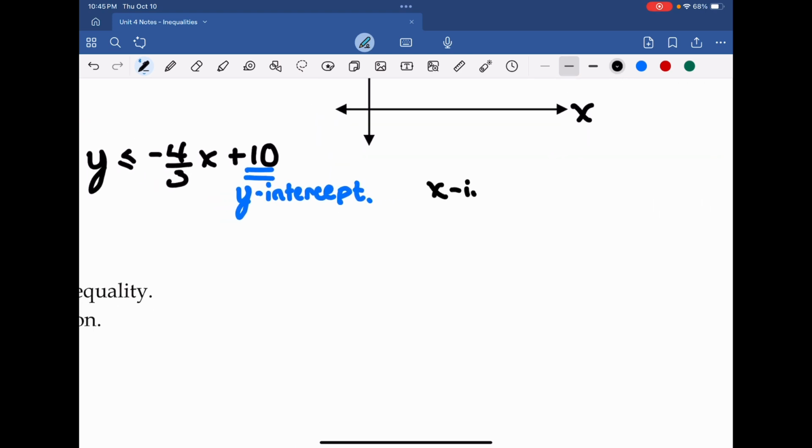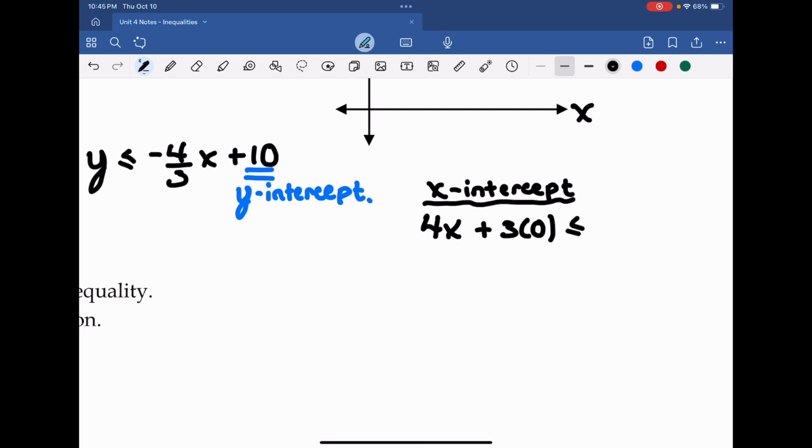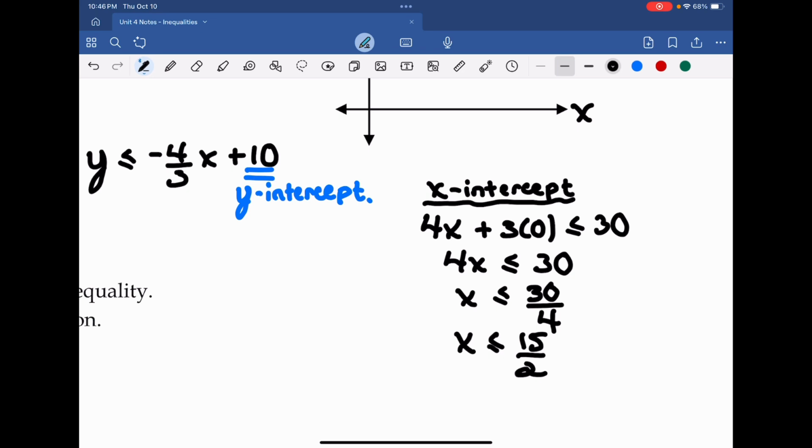If I want my x-intercept, then I'm going to write this as 4x, which is the amount of time it takes to produce a football, 4 minutes times x, plus 3 times 0 for y, because we want the x-intercept, is less than or equal to 30. This leaves us with 4x less than or equal to 30, and therefore x is less than or equal to 30 divided by 4, which means x is less than or equal to 15/2, which is actually equal to 7.5. Okay, there we go. So 7.5 is the solution.